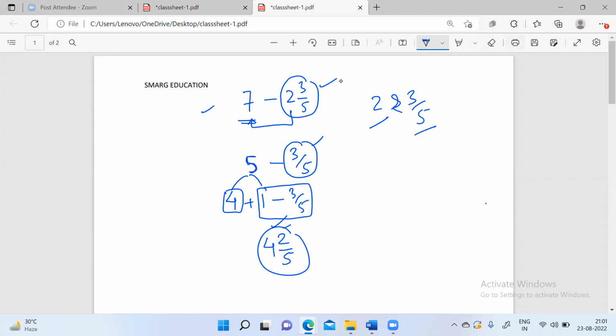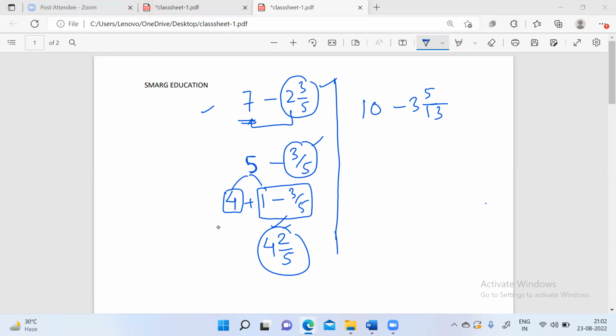So the ultimate answer will be 4 2 by 5, which is the same as we got earlier. Now you have to practice subtracting a mixed fraction from a number like 10 minus 3 5 by 13. How much will you get? Tell me, someone. Ten minus 3 5 by 13, how much will you get? Seven 8 by 13.